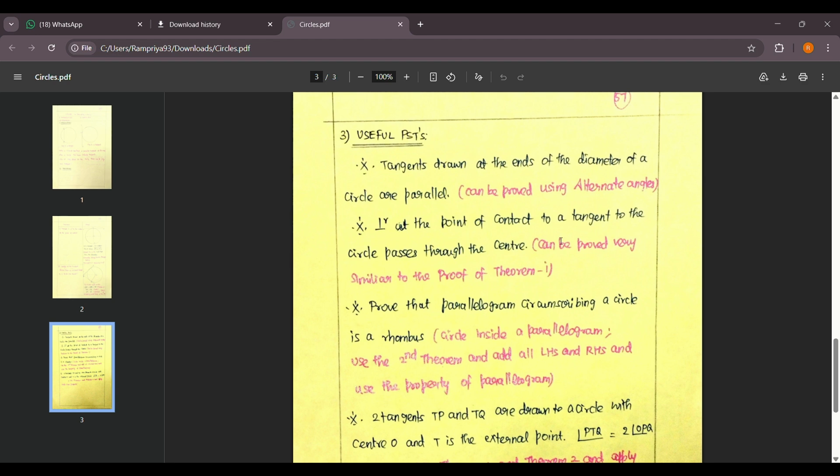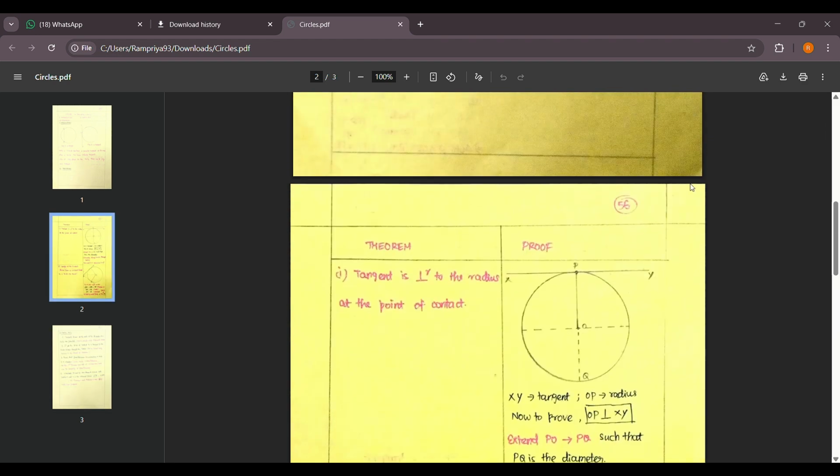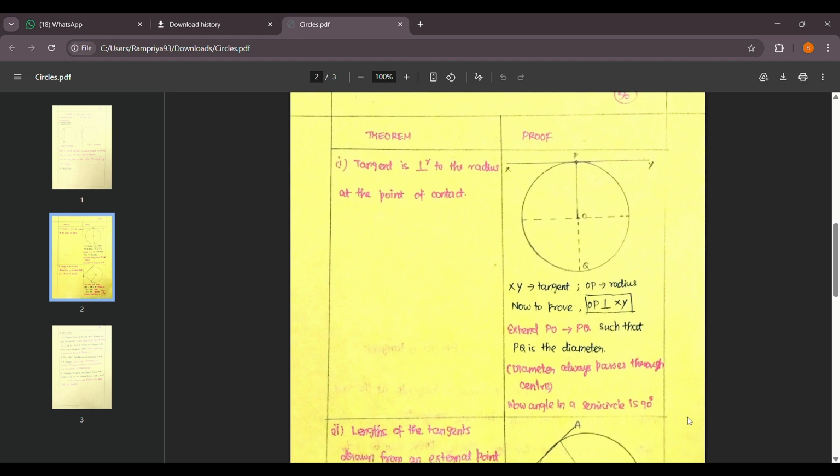And next, the perpendicular at the point of contact to a tangent to a circle passes through the center. Please see this carefully. You can write the same proof as we did for proving theorem 10.1, the first theorem. Since it is in the 10th chapter, I have put 10.1 by the way.